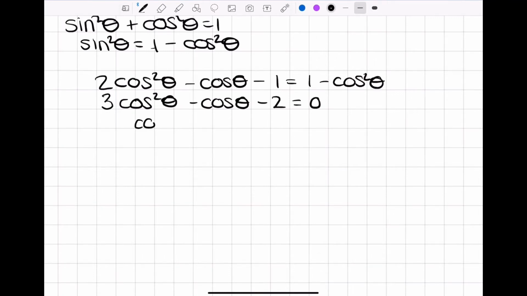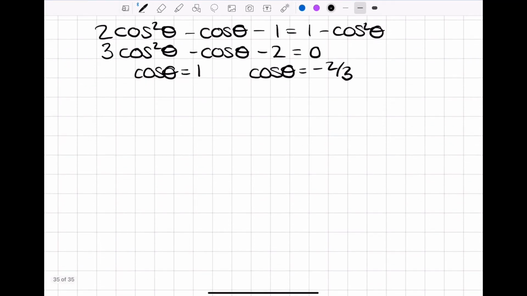And we get two solutions. Our first one, cos theta is 1, and our second one, cos theta is minus 2/3. If you want, you can factorise these into brackets first and then write your two solutions. So we've got a lot of work to do for this one.